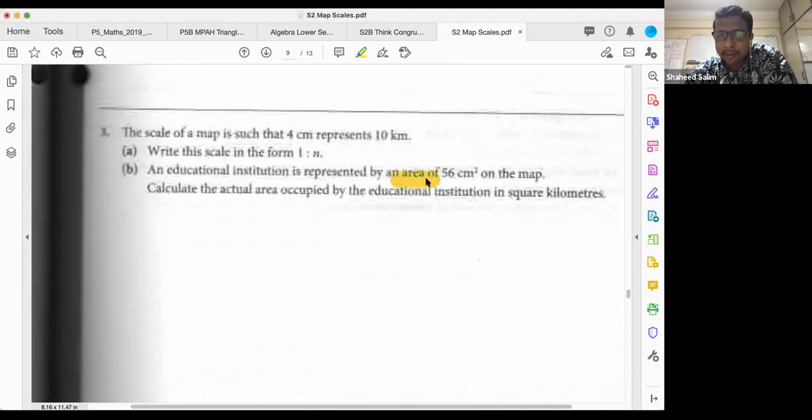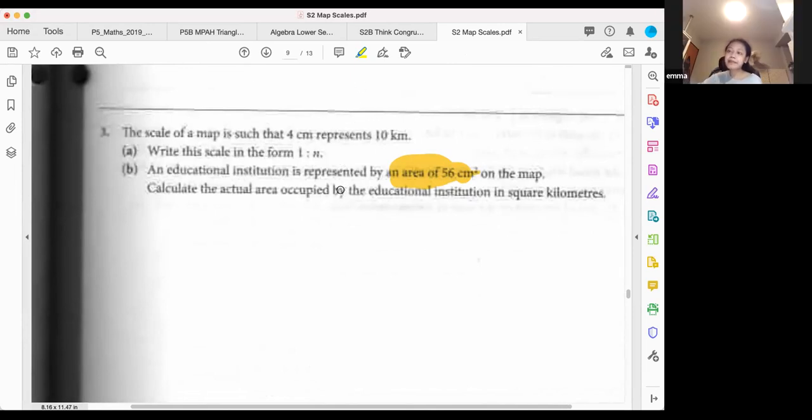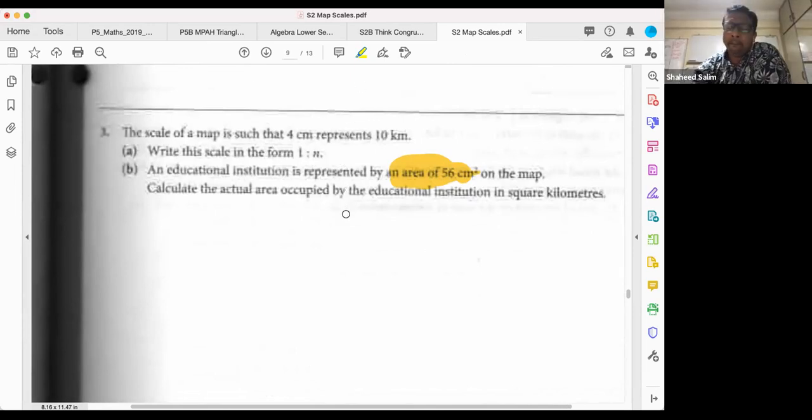Now got area, Emma. But you need to come up with the area scale. They don't ask you for the length scale, the length scale is here. But you need to do A also. They want you to do A also.